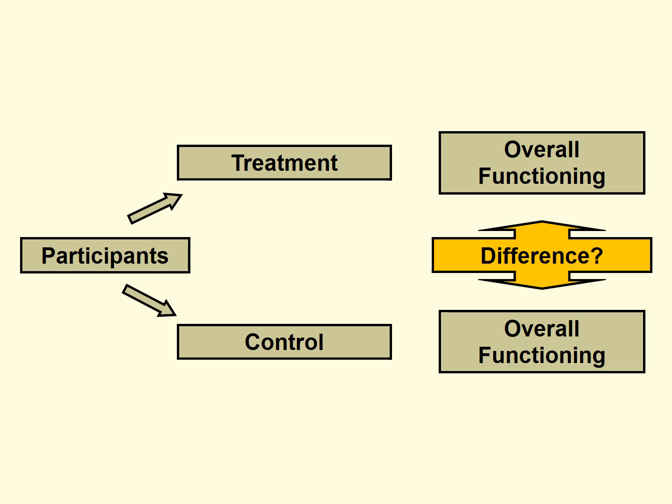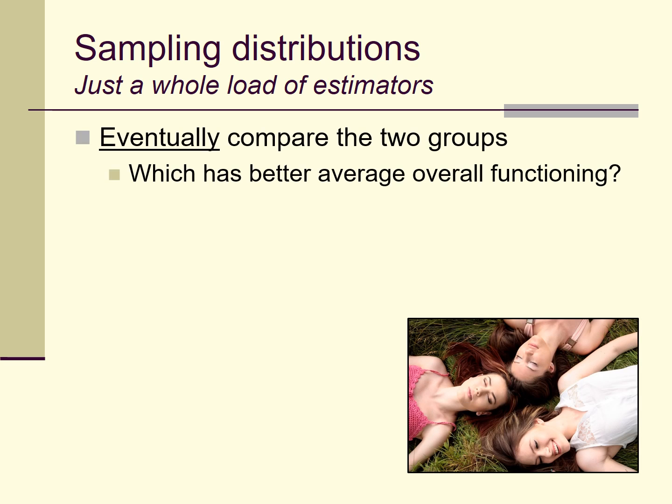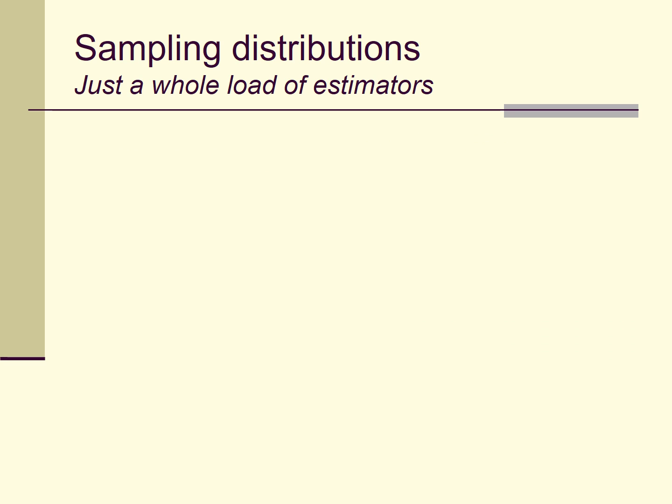So once we've taken care of that, we allow all the people in these groups to have their respective forms of psychotherapy, and then 6 weeks or 10 weeks out, we measure their overall functioning and we look to see if there's any sort of difference. Now eventually, of course, we want to compare these two groups and address that question that I mentioned before, which is which group has better overall functioning.